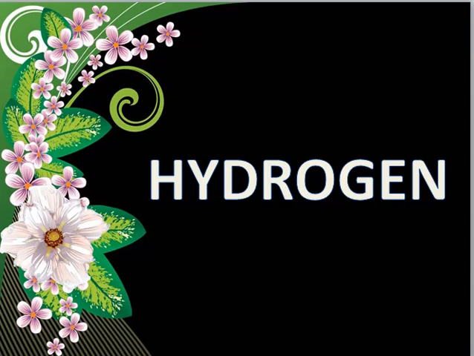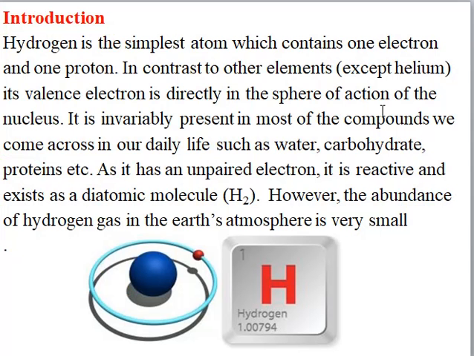Dear students, in this video I am going to teach you about hydrogen and some of its characteristics. So first, let us see the introduction. Hydrogen is the simplest atom, which contains one electron and one proton. It is the only element which does not have a neutron. It has only one electron and one proton.